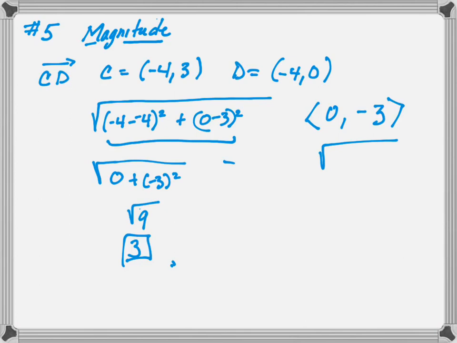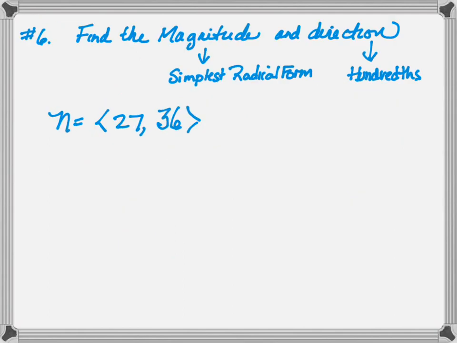Okay, and you would get the same thing if you had put it in component form first. So you can put it in component form and then do a squared plus b squared, or you can keep it in point form and do the distance formula. So you understand that, I hope. All right, so going on to number 6.